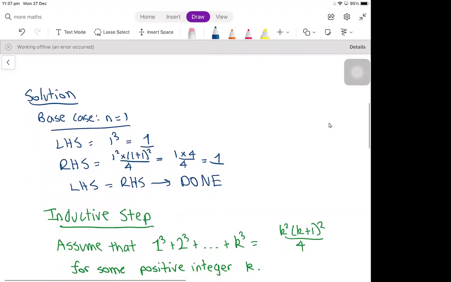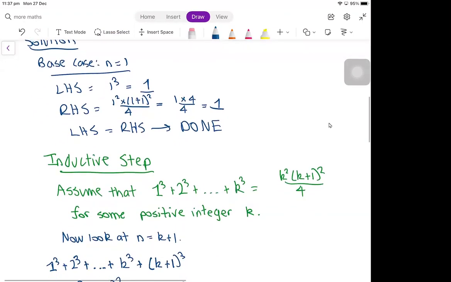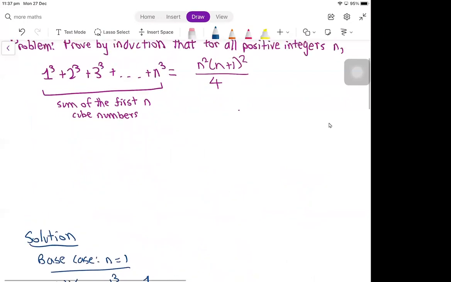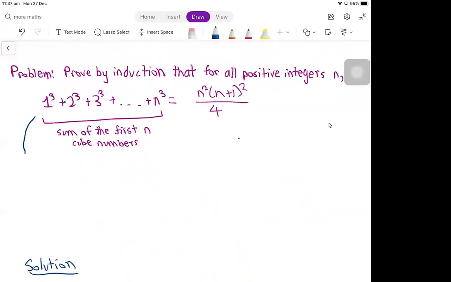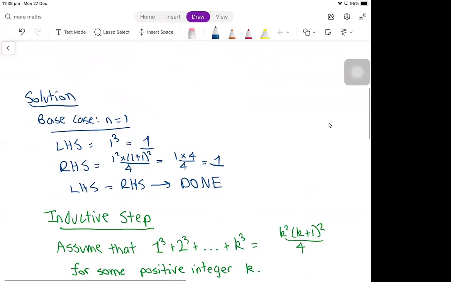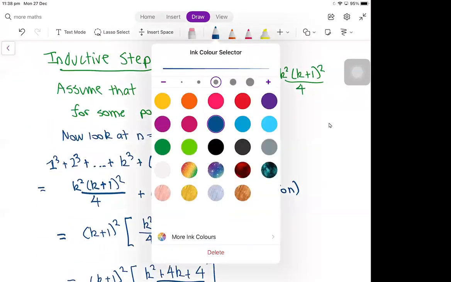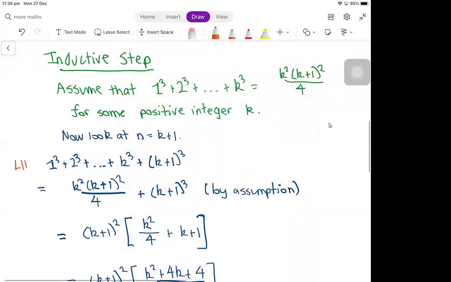Now we move on to the inductive step, where we assume that 1 cubed plus 2 cubed plus ... plus k cubed is equal to k squared times (k plus 1) squared divided by 4 for some positive integer k. And now we have to prove that the statement is true for n equals k plus 1. So the left-hand side of the equation, the sum of the cube numbers for n equals k plus 1, will be equal to 1 cubed plus 2 cubed plus ... plus k cubed, and then plus (k plus 1) cubed.